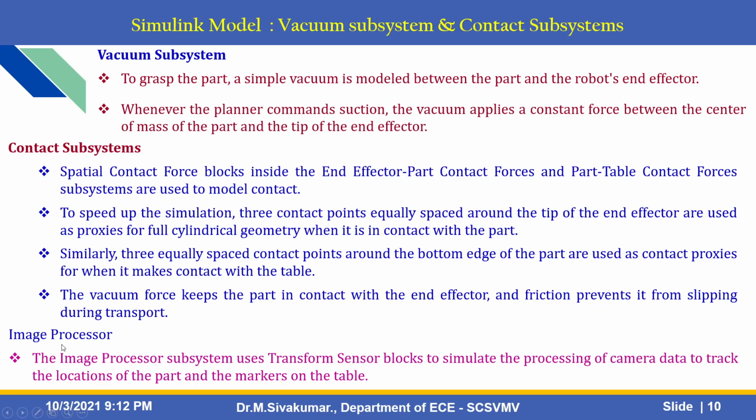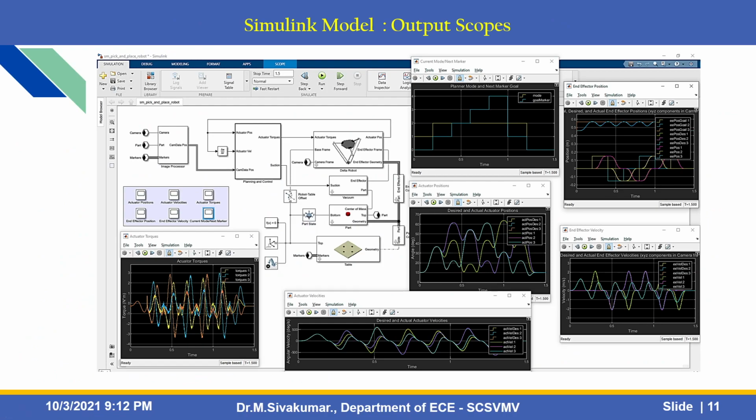The image processor subsystem uses transform sensor blocks to simulate the processing of camera data to track the locations of the part and also the marker on the table. These are the output scopes simulated by using this example. Using the example we can see the analysis of actuator positions, actuator velocities, actuator torques, end effector position and velocity, and the current mode or next mode marker. In this manner we can analyze the result.